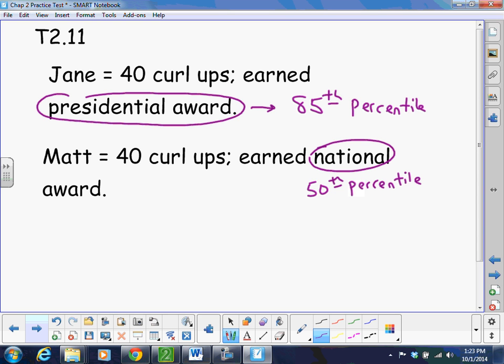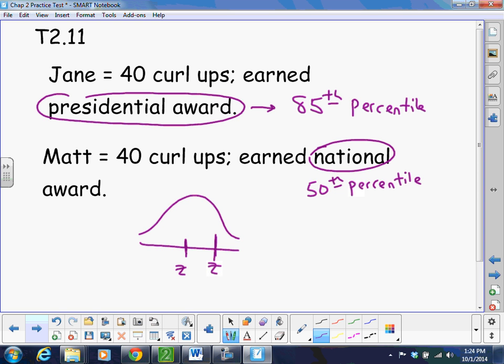And part B was the same kind of thing. If we were able to find a z-score, Jane's would be higher. She's at a higher percentile, so she has more area below her value, right? So 0.85 might be up here, but 0.50 is just at the mean. So this z-score is going to be higher than this z-score. Okay.